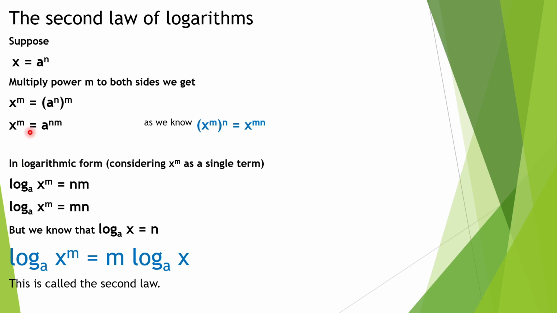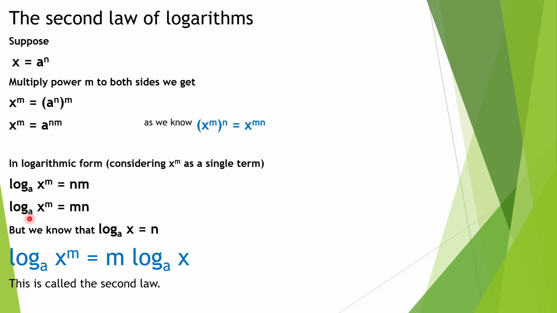Now we will write this equation in logarithmic form. As I told you earlier in the first equation, how can we write this in logarithmic form? So log, this is the base, so log to base a of x^m. This x^m is now a single term, and this is the power over here. So log to base a of x^m is equal to nm. This power will come over here. So we can write this equation in logarithmic form like this.